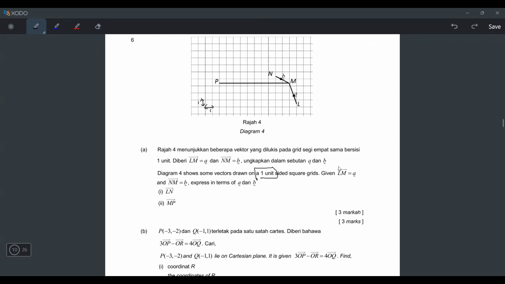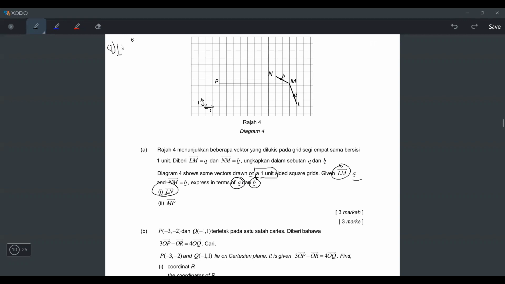Then they say given vector LM is A. Let's see. L to M is A. And then N to M is B. They labeled it for me already. Expressed in terms of A and B. This is important because they want my answer to have A and B in it. So question 1, they want to find LN.